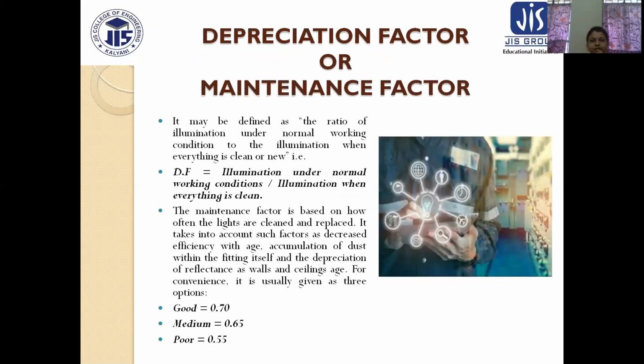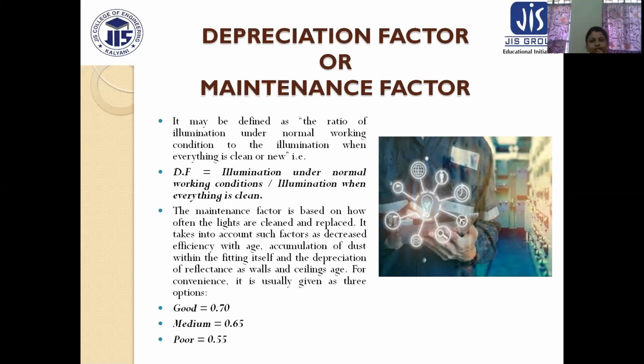Next, a very important term, that is depreciation factor or maintenance factor. It may be defined as the ratio of illumination under normal working condition to the illumination when everything is clean or new. So depreciation factor equals illumination under normal working conditions divided by illumination when everything is clean and new.